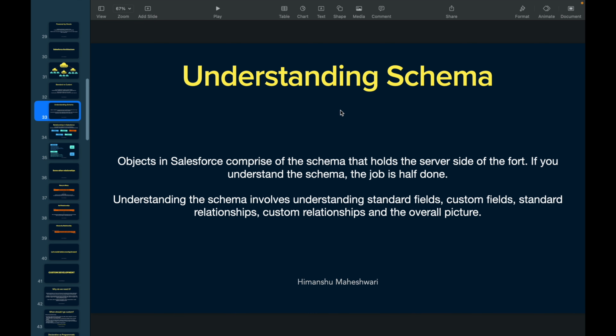That's what I'm trying to say. So understanding the schema involves understanding the requirements, standard fields, custom fields, standard relationships, custom relationships, and pretty much the overall picture, right? And that's how you'll be able to confidently answer business that, okay, this is how you can approach it, or this is how I can technically solution it, right?